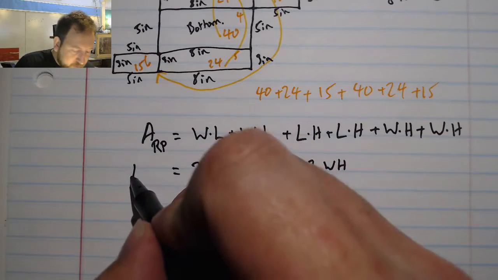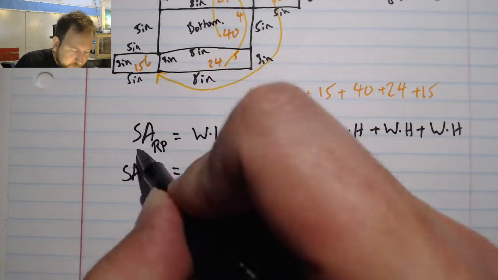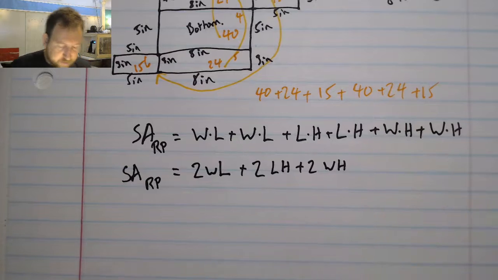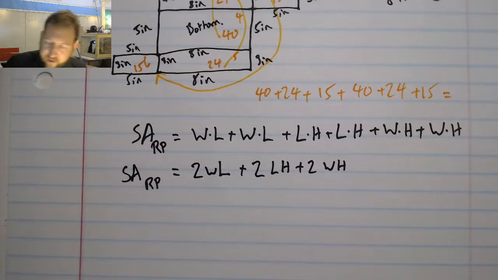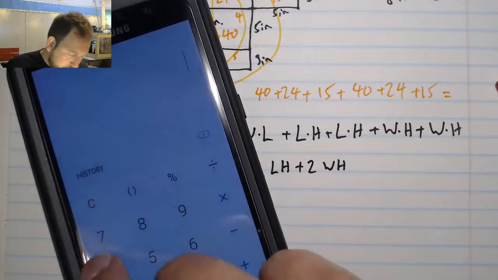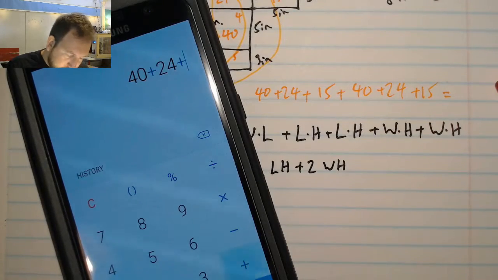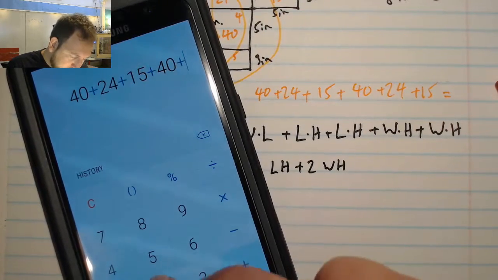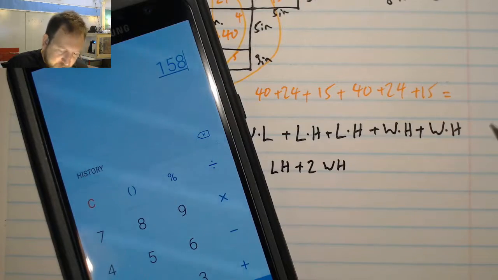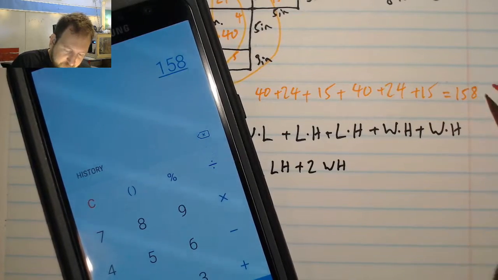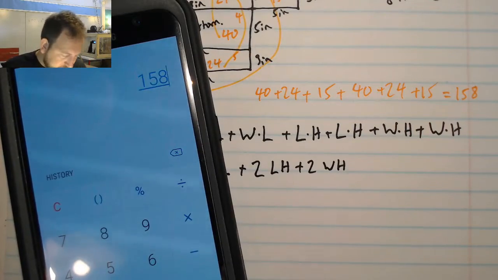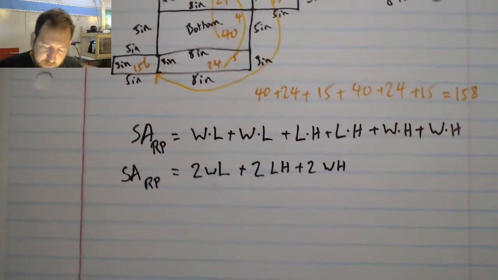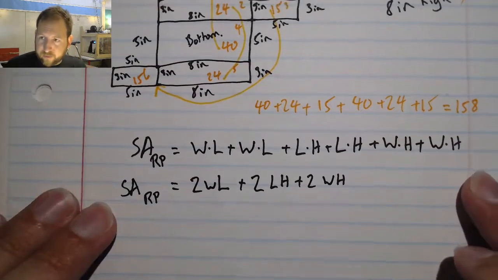Now remember, we'll call this the surface area of our rectangular prism. In order to do this, all I would need to do is substitute in for my answer, and let's check and see if it does work. My total would be 40 plus 24 plus 15 plus 40 plus 24 plus 15. And that's going to be 158, provided I didn't make any errors. That sounds about right. Let's try it with our formula and see how it works.